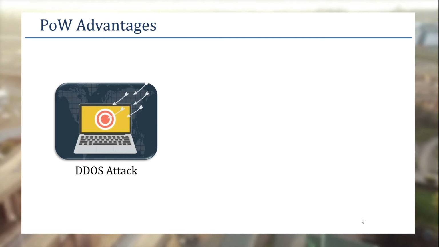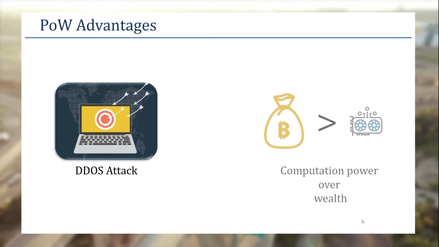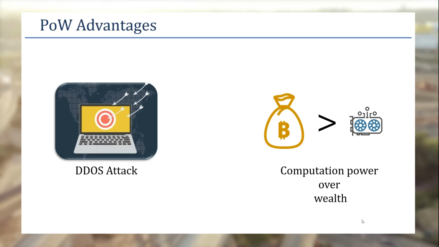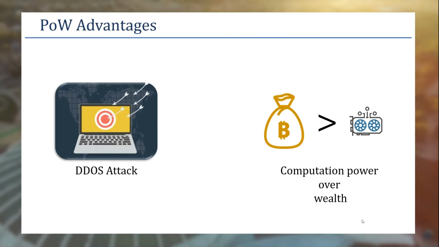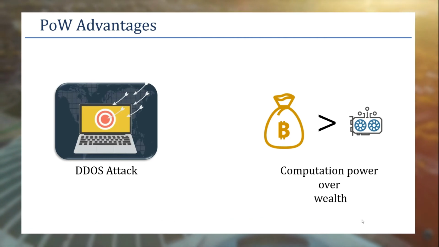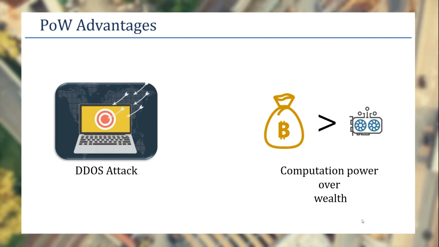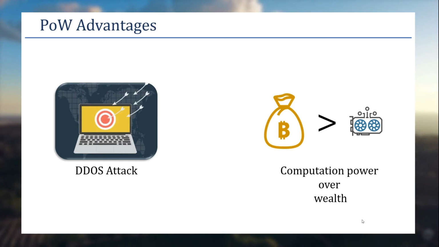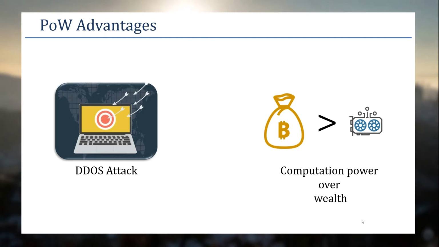And the second one is computation power over wealth. Even if you have so much money, or multiple bitcoins, or even millions of bitcoins, you can't just go and create the next block in the Bitcoin network or in any other blockchain. Any mining process that uses a proof of work algorithm will always support power over wealth. So even if you have high computation power and a small amount of money, you can still do the mining, compared to a person who has more money and less computation power.